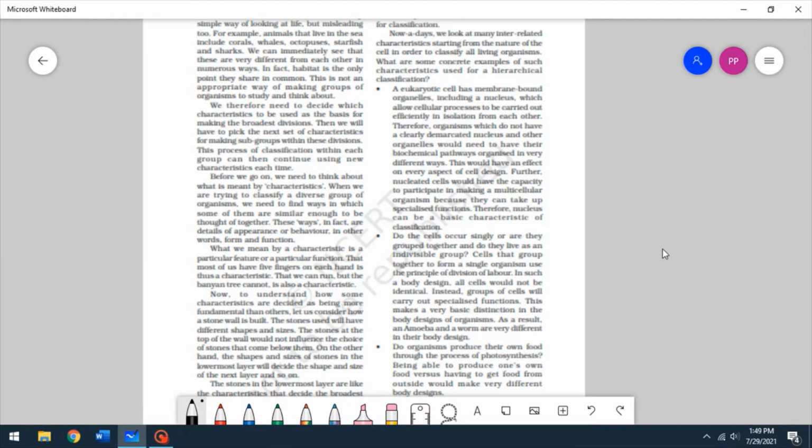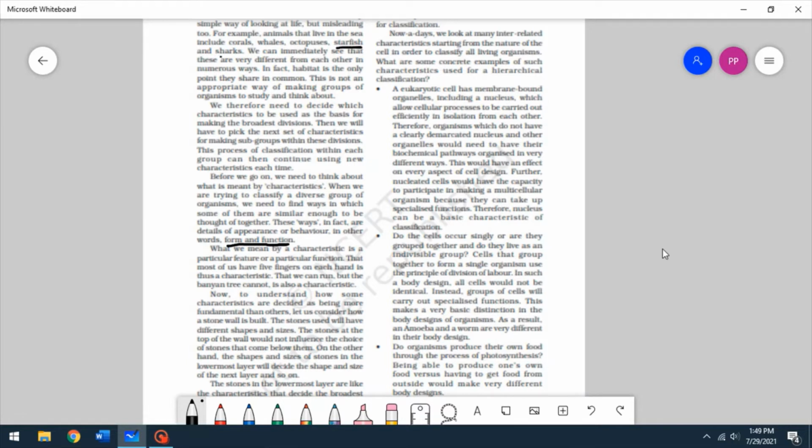All right. So we need to think about what is meant by characteristics. Characteristics are the details of appearance or behavior. They're the form and function of organisms. That is what we mean by characteristics.